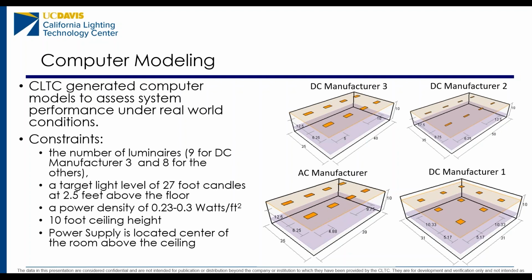There was a target light level of 27 foot candles at 2.5 feet above the floor, a power density of between 0.23 and 0.3 watts per square foot, and 10-foot ceilings. We also assumed the power supply was located in the plenum directly above the center of the room. And then we let the software generate optimal lighting layouts from which we could calculate the distance from each luminaire to the center of the room and therefore get cable length.